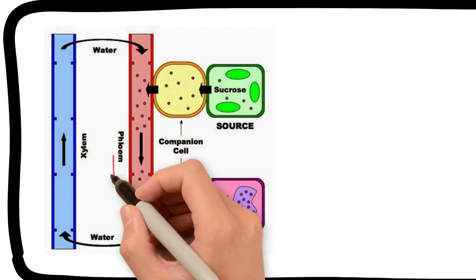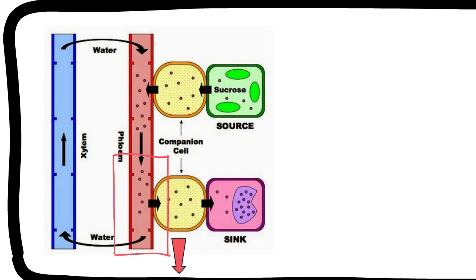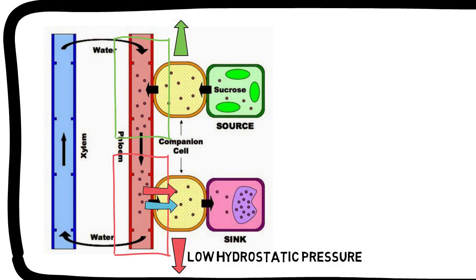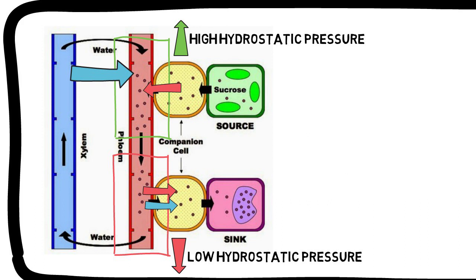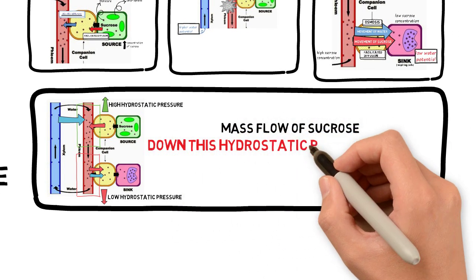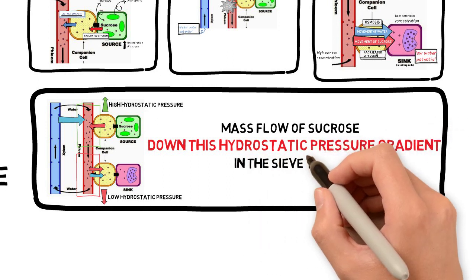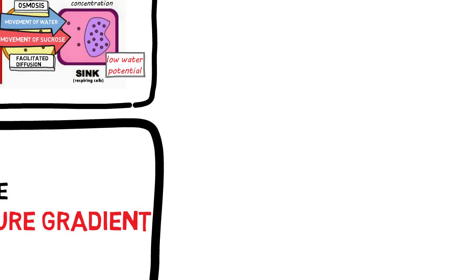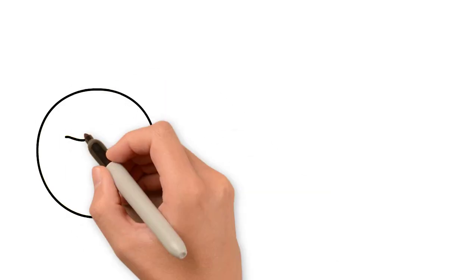The hydrostatic pressure in this lower region of the diagram is lowered because water and sucrose has moved out of the phloem into the sink. However, like we said before, there is a high hydrostatic pressure at the top of this diagram because water enters from the phloem and sucrose enters from the source. So there is a high hydrostatic pressure at the source and a low hydrostatic pressure at the sink. There is therefore a mass flow of sucrose solution down this hydrostatic pressure gradient in the sieve tubules. And that's a really key phrasing that you need to use in an exam.